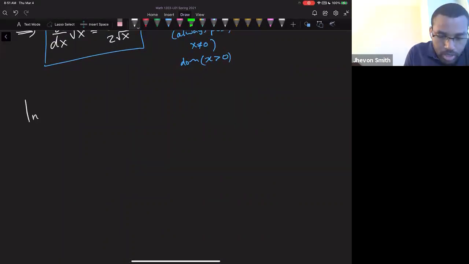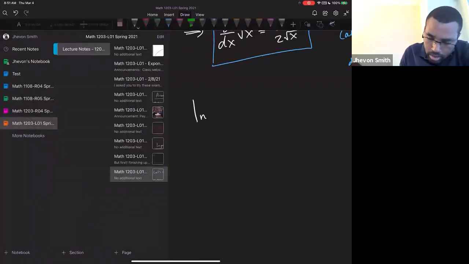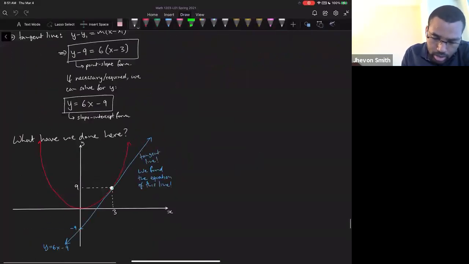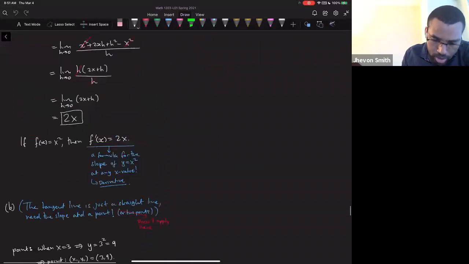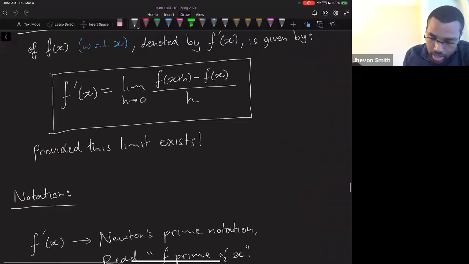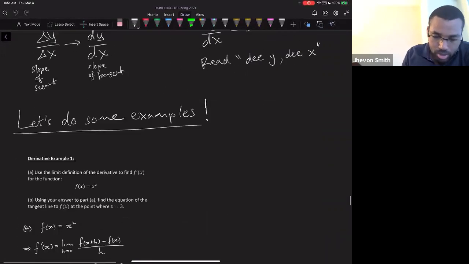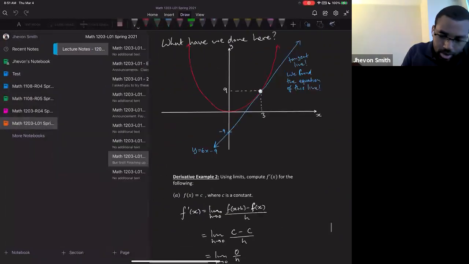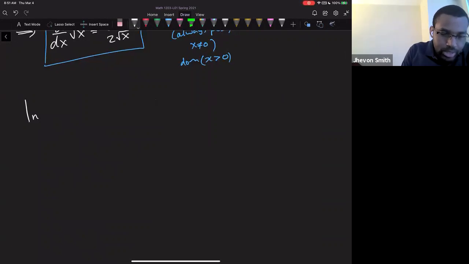Let's make sure that I spoke about, no, I don't know which of the basic facts I told you about before. Yes, I did talk about the notation, the Newton's prime notation and the Leibniz notation. Okay, cool. So I don't need to introduce any notation here.